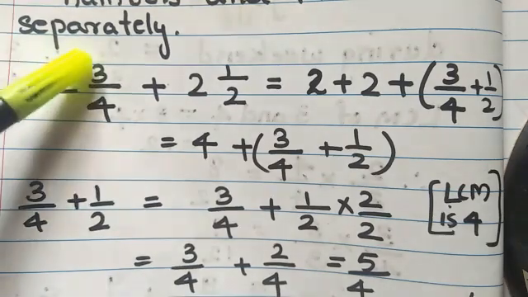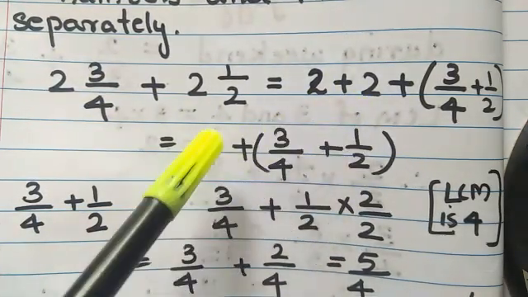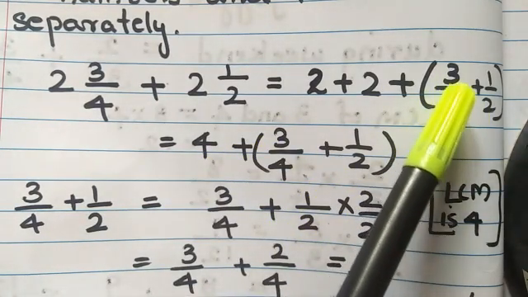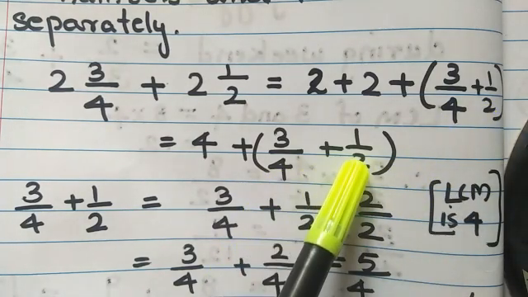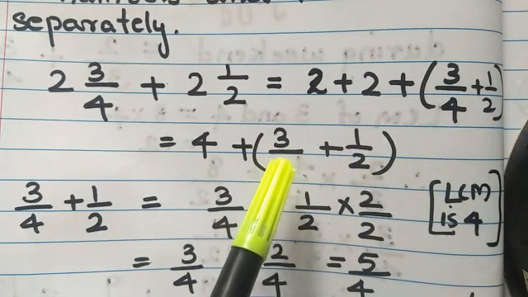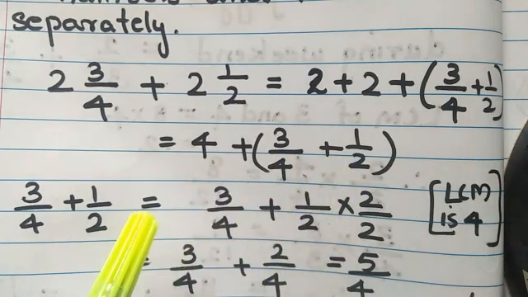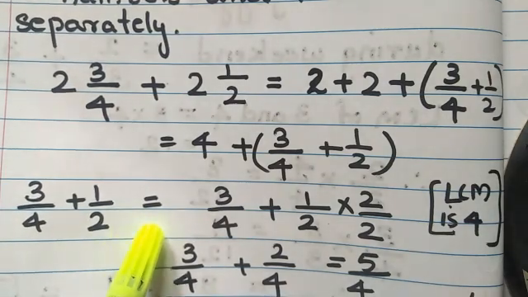So here, 2 plus 2. Adding the whole numbers, 2 plus 2, we will get 4. Then next, the fractions separately: 3 by 4 plus 1 by 2. How will we add 3 by 4 plus 1 by 2? Which fractions are these? Unlike fractions. So we can follow the method of unlike fractions addition.